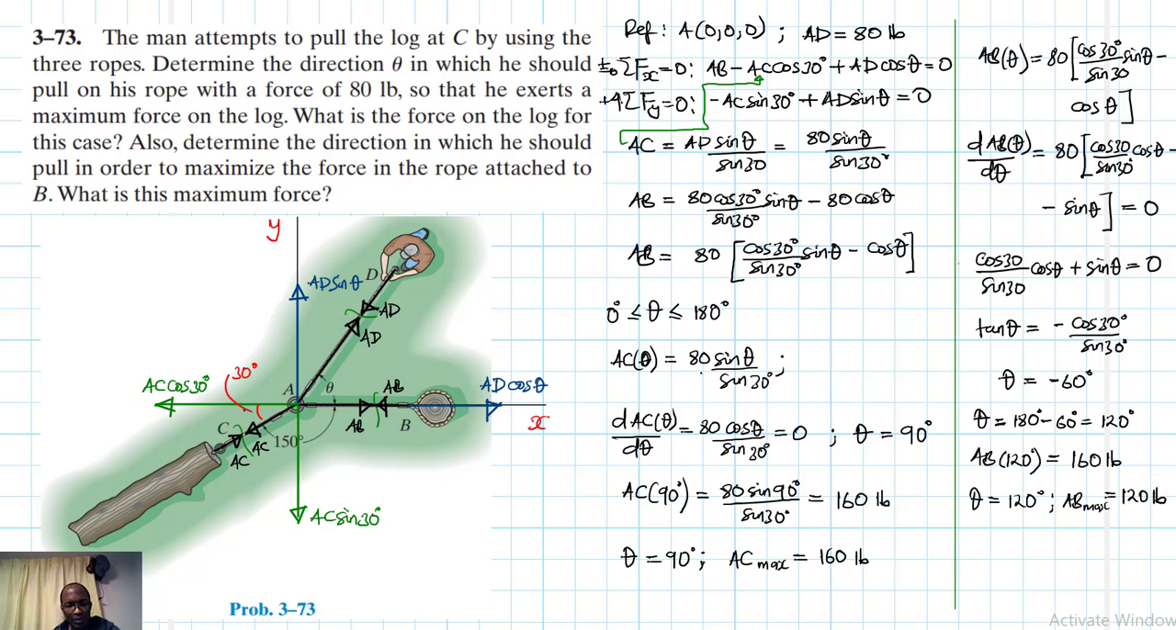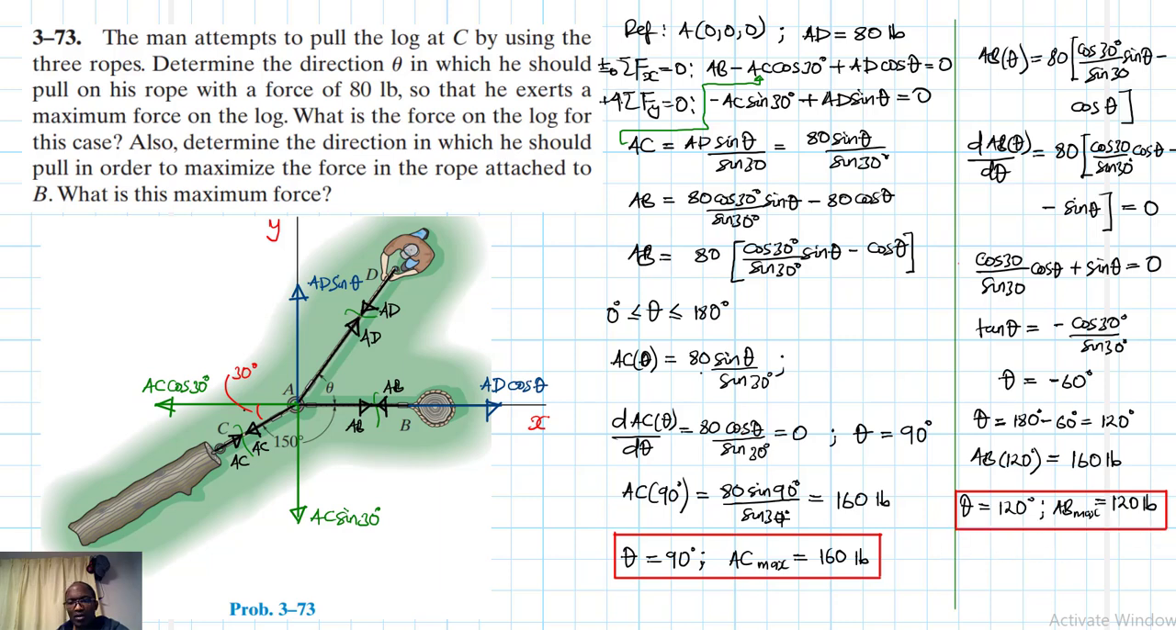Let me just move it a little bit like this. I think we are done. Let's just outline our solution. So we have this value of AC max at theta equal to 90, and we have this maximum value of AB at theta equal to 120.